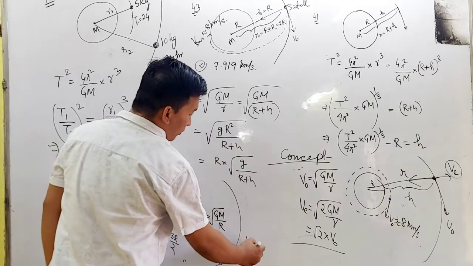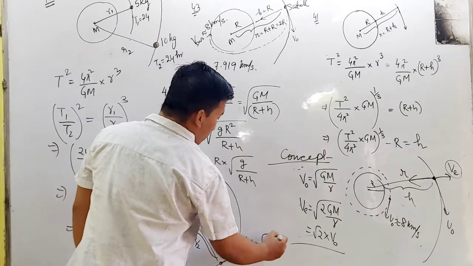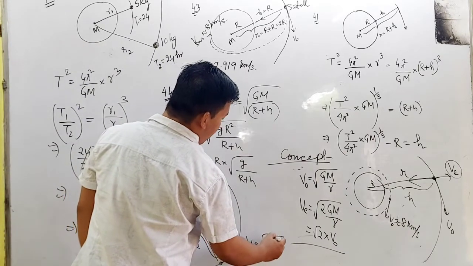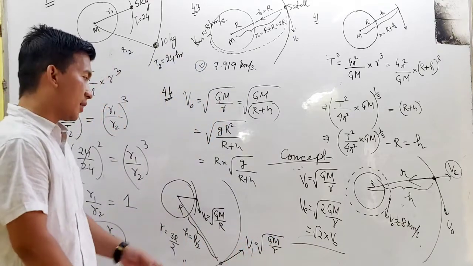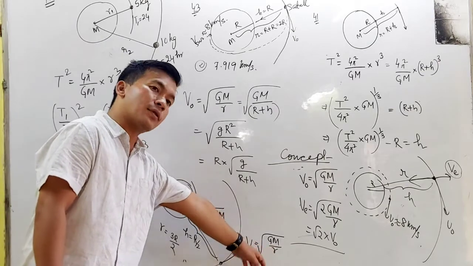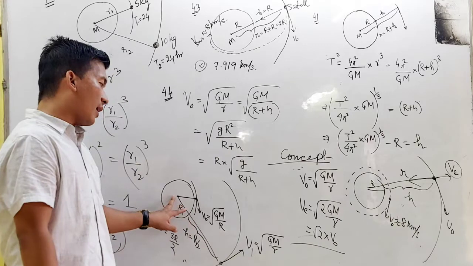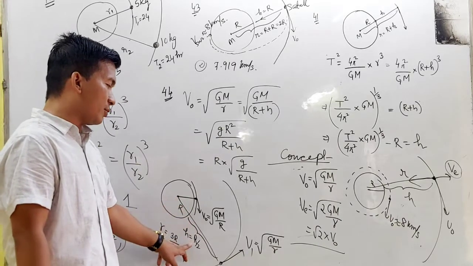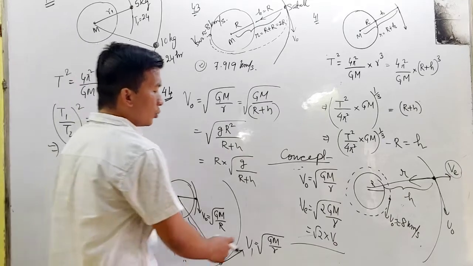Let me put it as v1. Over this, orbital velocity is capital G m divided by small r. At this small r value, capital R plus height becomes capital R plus R by 2, which will be equal to 3R by 2.